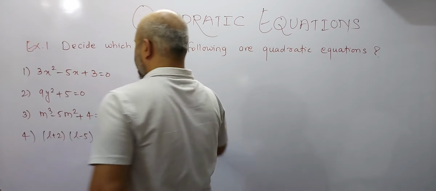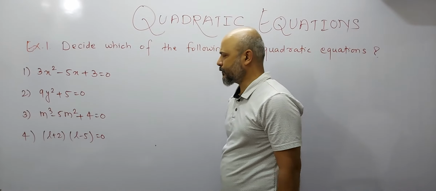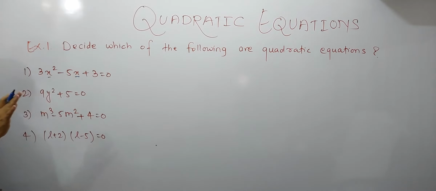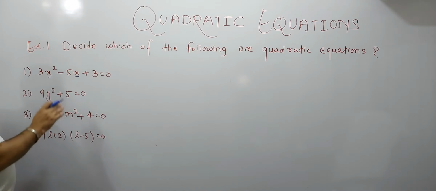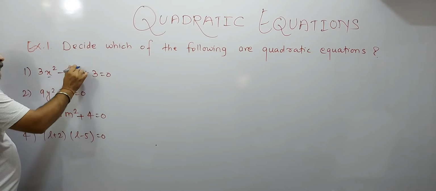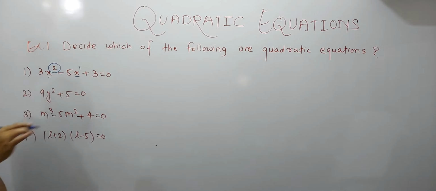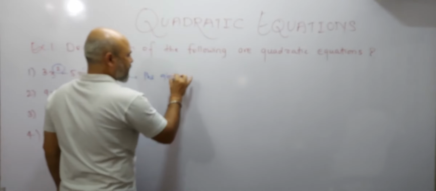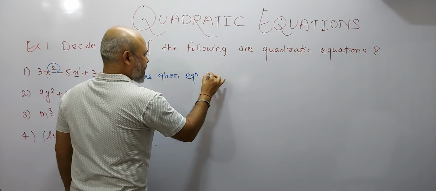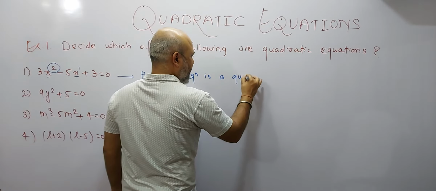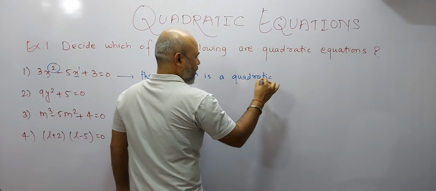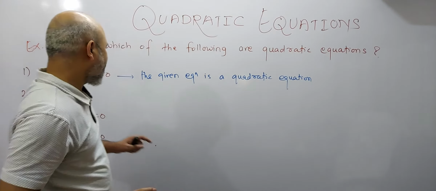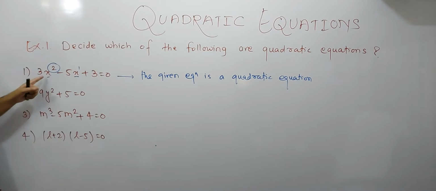Now, this is the first equation, that is 3x square minus 5x plus 3 is equal to 0, and this contains only one variable which is x. The highest degree of the variable x is 2, because here this is 1 and the highest degree of the variable is 2. Therefore you will say that the given equation is a quadratic equation. Why is this a quadratic equation? Because the degree of the variable x is 2.